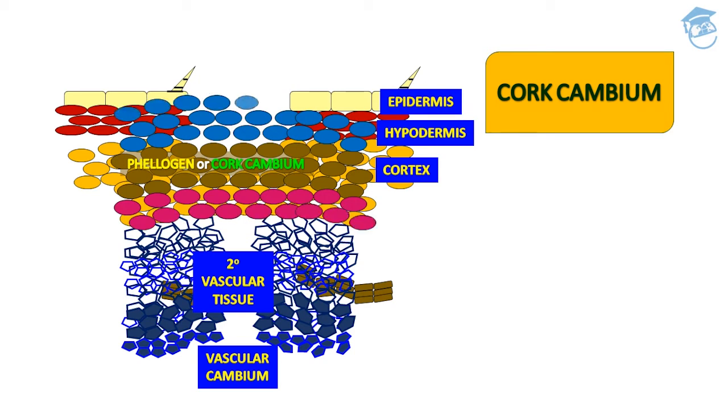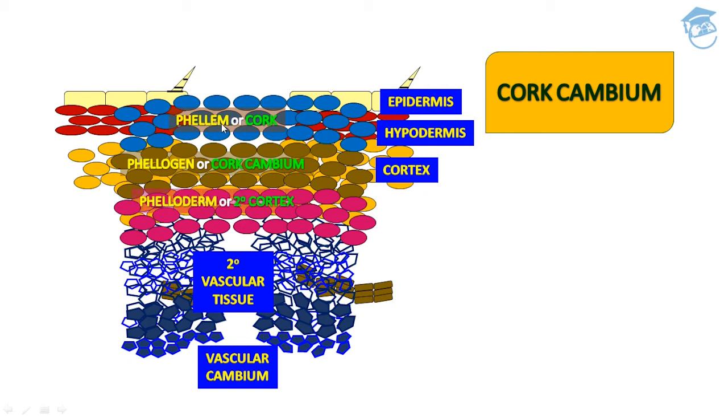Okay, they are thin walled and nearly ovoidal or rectangular in shape, and phellogen cuts off cells on both the sides. Okay, so this is phellum or cork. Now what is phellum or cork? See, the phellogen cuts off cells on both the sides, and the outer cells differentiate into cork cells. So these outer cells are differentiated to form phellum or cork cells, while the inner cells differentiate into secondary cortex or phelloderm.